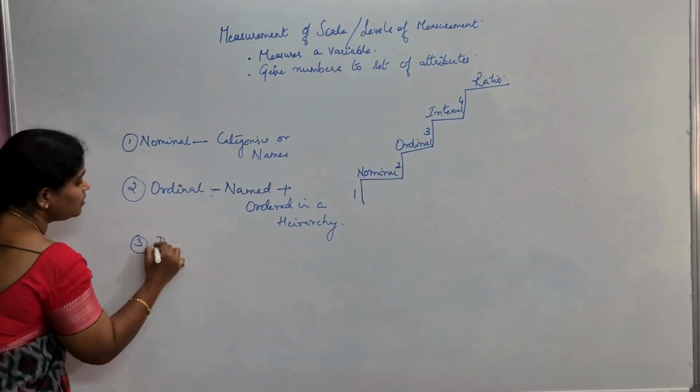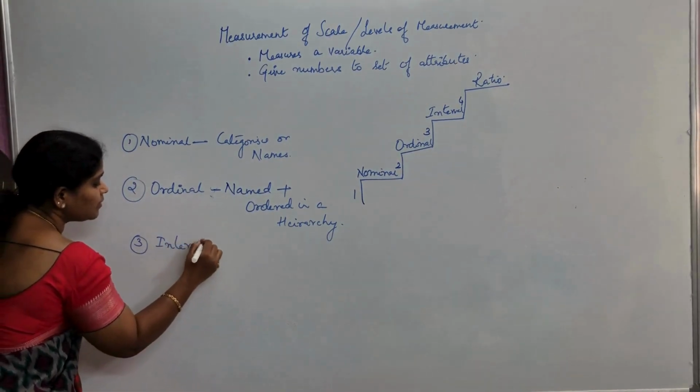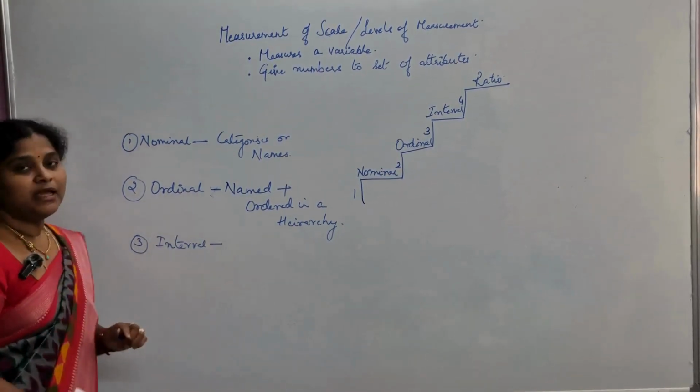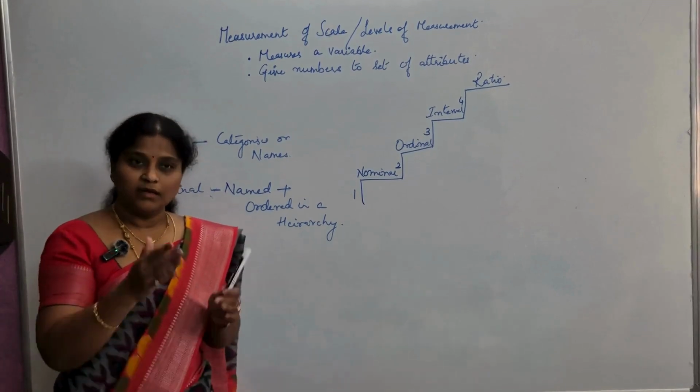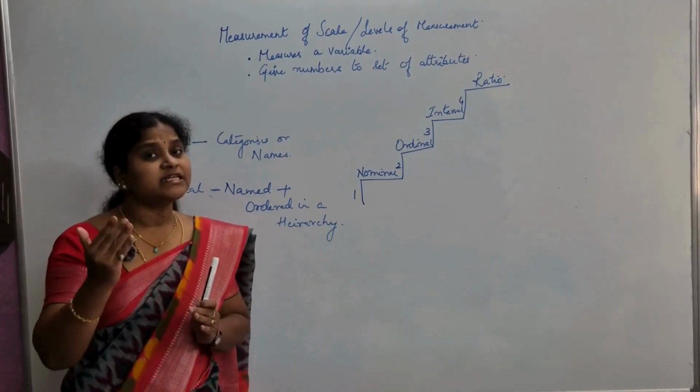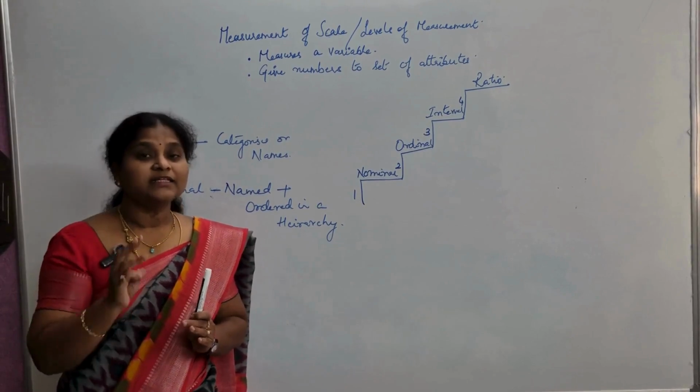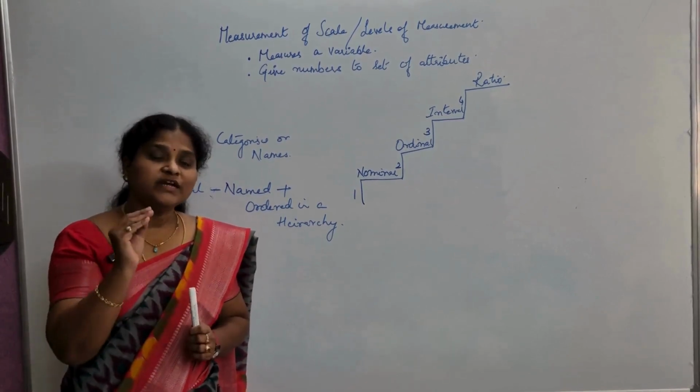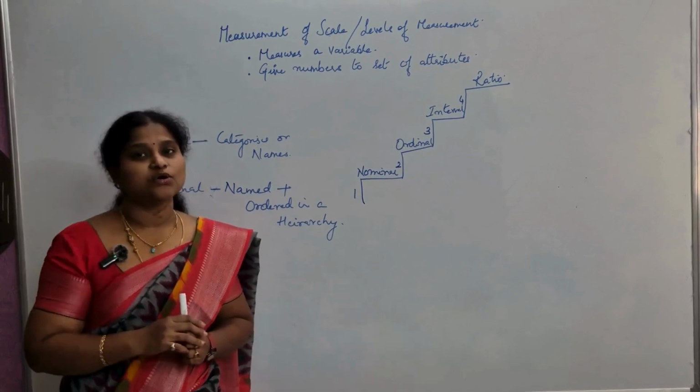Third one is called the interval level. In the interval level, naming is done plus it is placed in an order, and next, the difference between the different categories is also known.